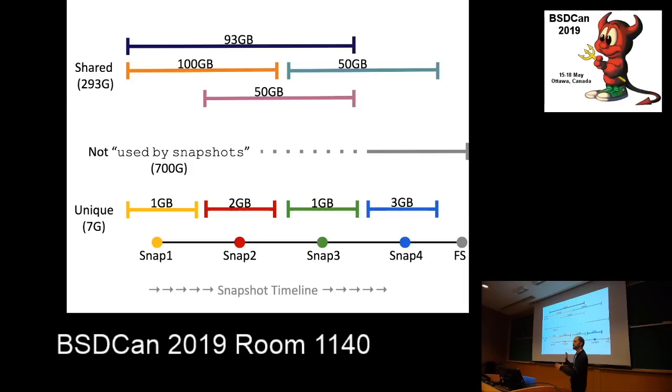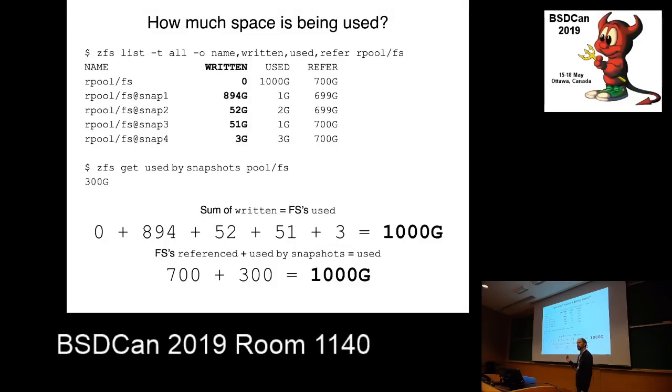All right, so this explains why the default stuff that we're showing you is not very useful. How can we do better? Here's another way of thinking about space used by snapshots, which is to not think about space used by snapshots, but instead to think about the ingestion rate of when data was added to your file system. And we can see that with the written property. The written property tells us how much space was written since the previous snapshot. This applies to both file systems and snapshots. In this example, the file system and the most recent snapshot are identical, so there was no data written to the file system since the most recent snapshot.